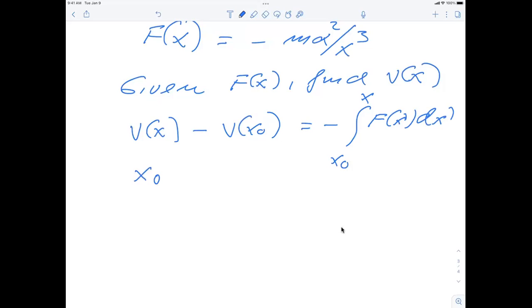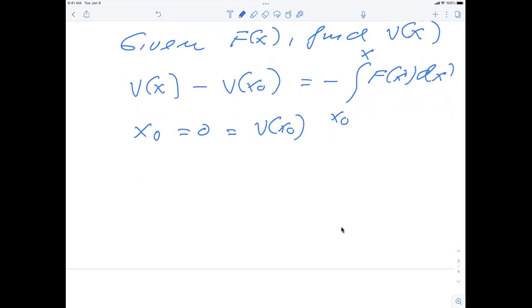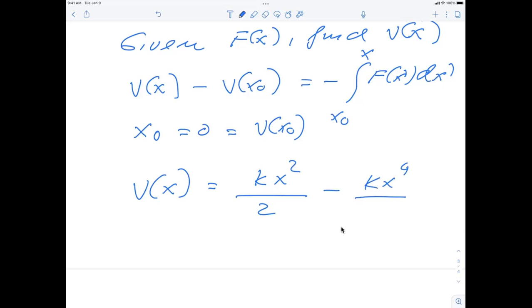Remember that when you look at energies, they're always related to some specific scale. We've chosen x0 as a scale, which is a convenient scale to run calculations. So that means we would also put V of x0 equal to 0. And now we can integrate. If we integrate the force which we have, then we find that V of x is going to be equal to k x squared divided by 2 minus k x to the power of 4 divided by 4 alpha squared.